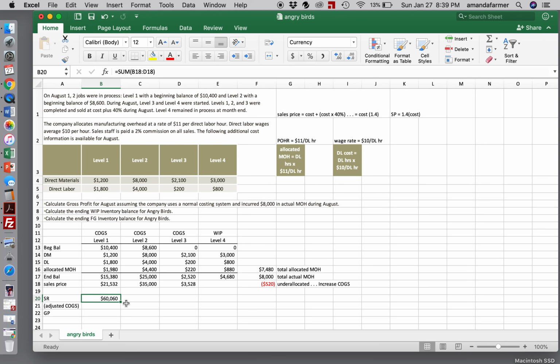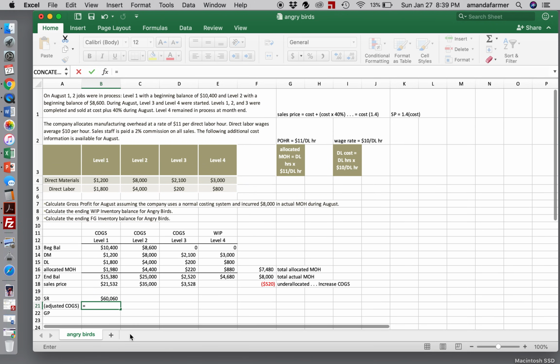So we do base it on unadjusted amounts, but that is a sacrifice of accuracy for timeliness. We just have to make sure as a company that it's not drastically different. So back to this, $60,060.